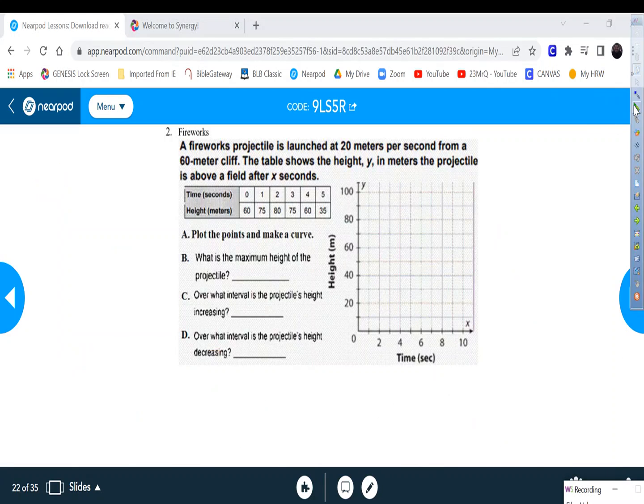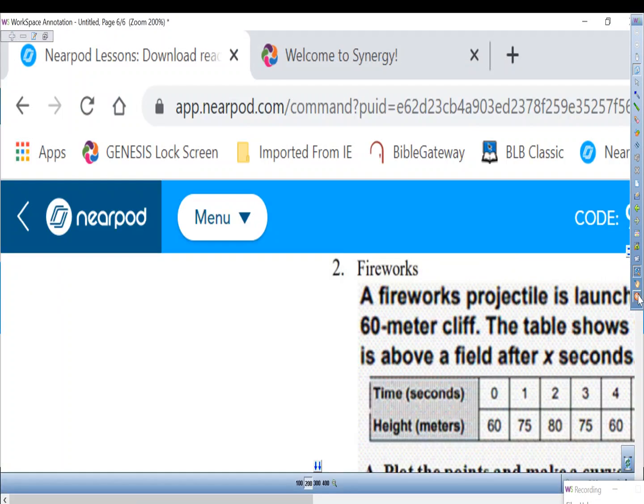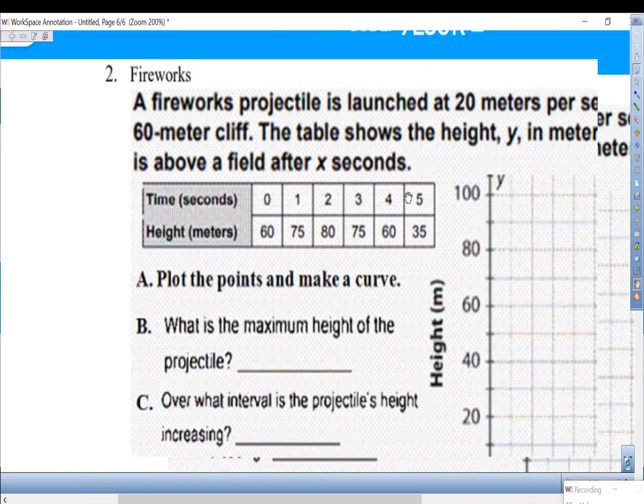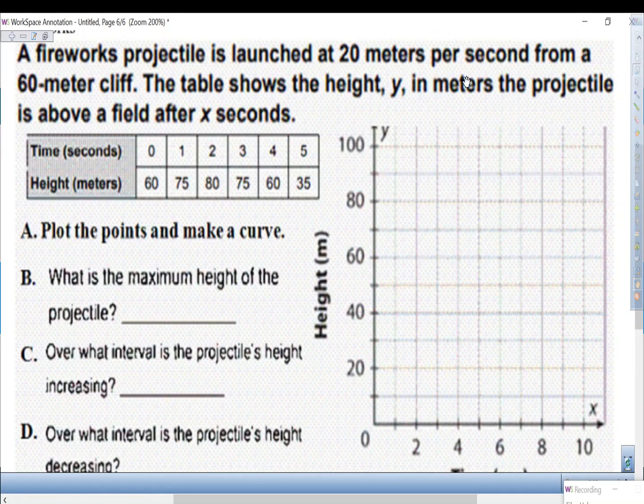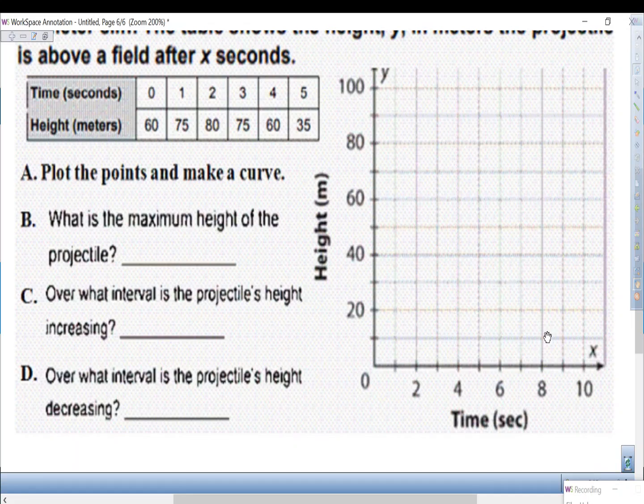Number 2. Copy this one, please. Let me zoom in. It says fireworks. A fireworks projectile is launched at 20 meters per second from a 60-meter cliff. The table shows the height Y in meters. The projectile is above a field after X seconds. So I want you to copy just this part where we're going to graph, and copy the table. Only those two. I'll give you some time.